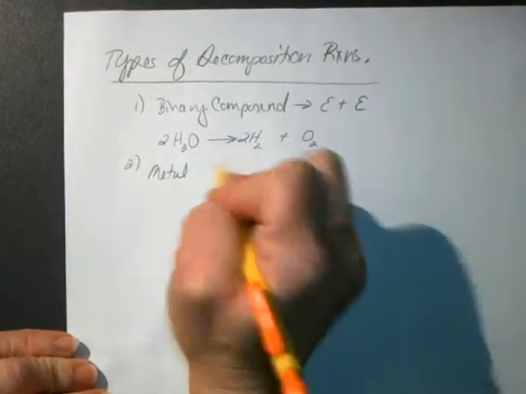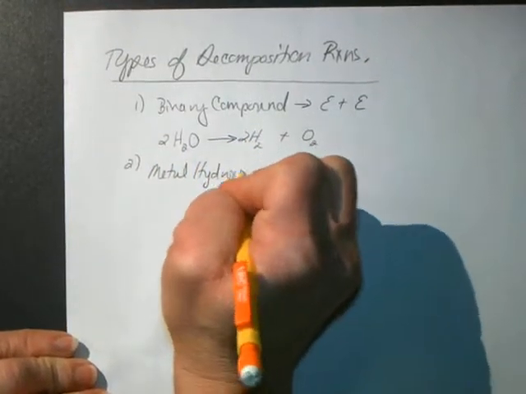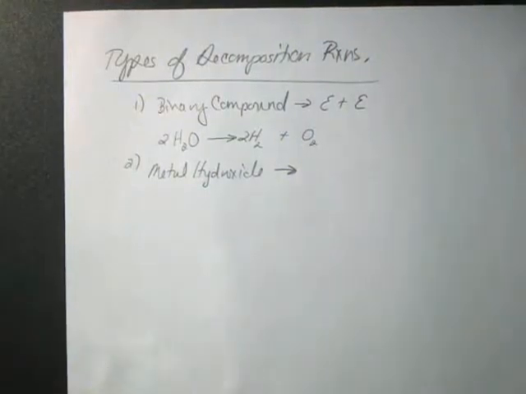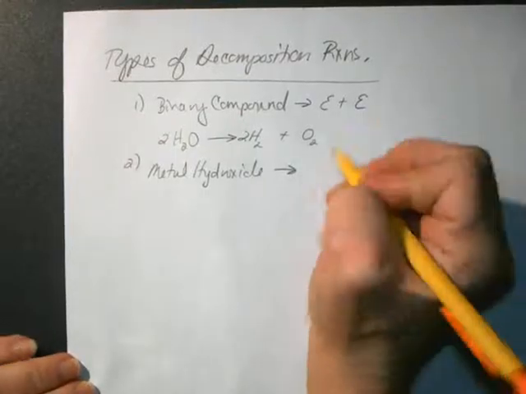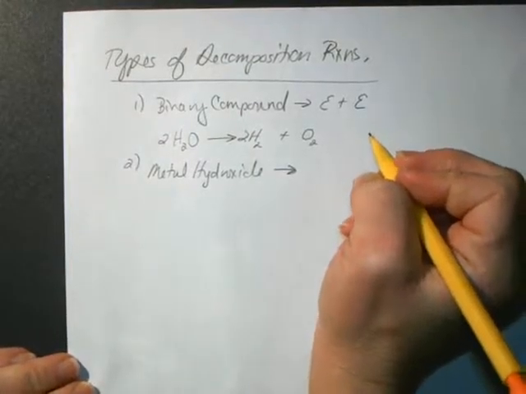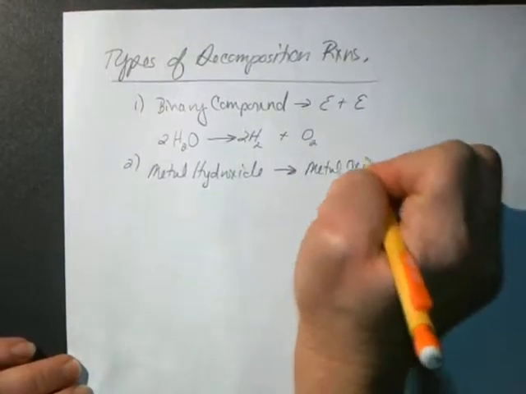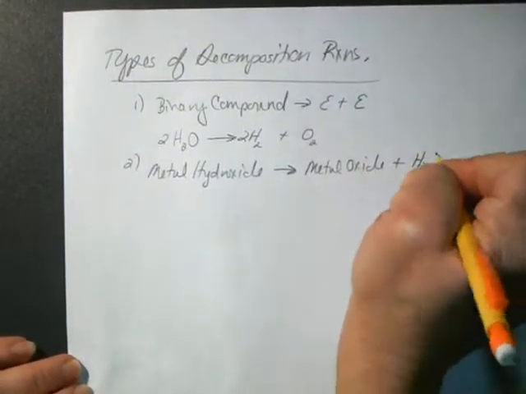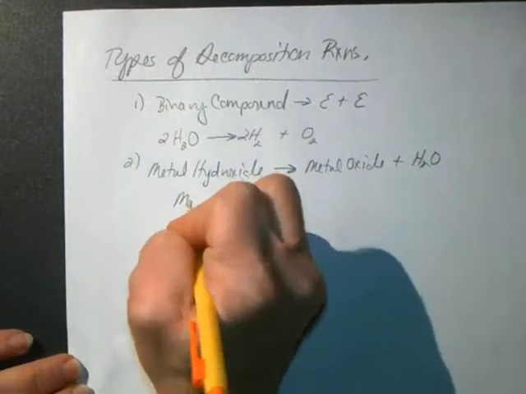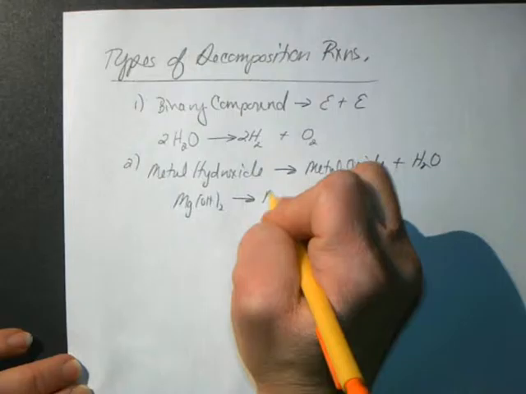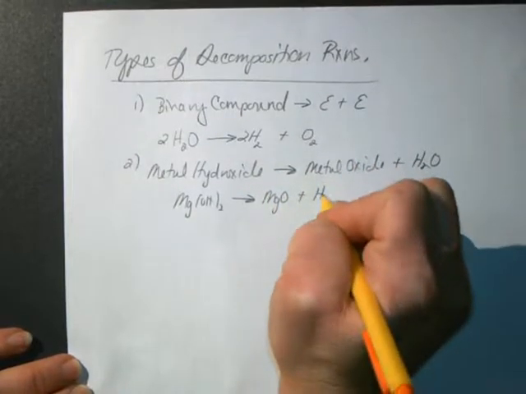What about a metal hydroxide? Now, not all reactions are opposite of each other. However, in the case of some of our composition and decomp, they are. So, if we decompose a metal hydroxide, we will get out what we use to make a metal hydroxide, a metal oxide and water. So, for example, if we take magnesium hydroxide, we will get out MgO plus H2O.